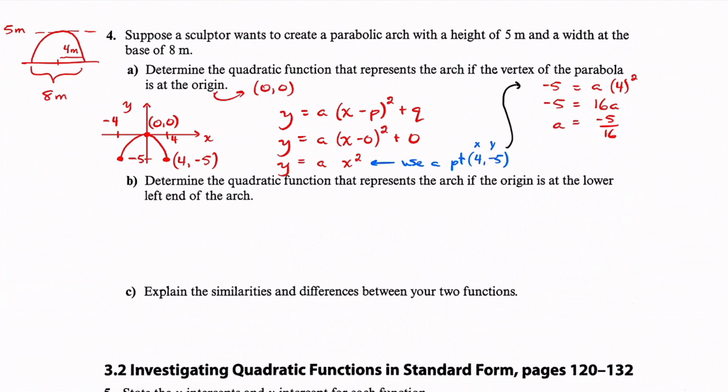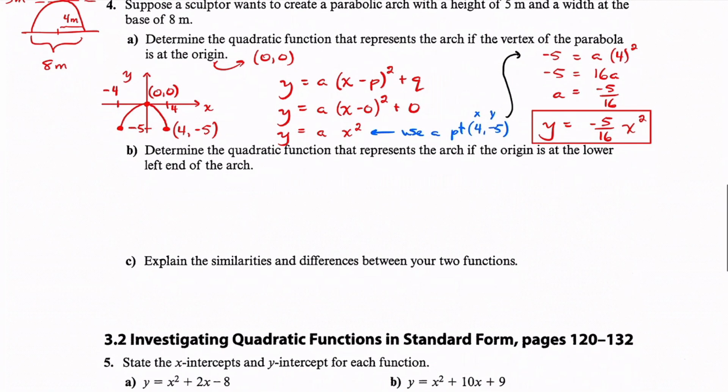Okay, and now that I know what a is, I can just take a and plug it into where we had it here. So my final answer is going to be -5 over 16 and then x squared. So again, all I did was I took a, put it where a was, so it's y equals -5 over 16 x squared, and that's what I wrote here. Okay, on to part B.